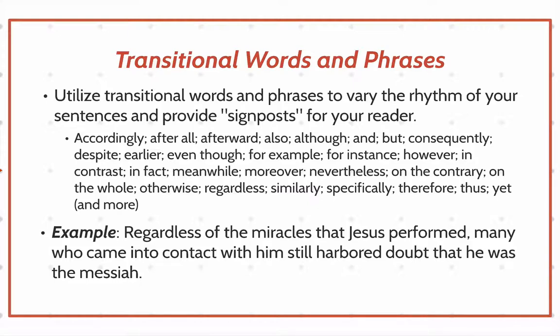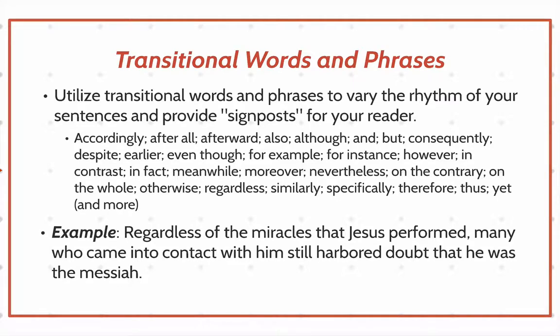So here's an example. Regardless of the miracles that Jesus performed, many who came into contact with him still harbored doubt that he was the Messiah. So you can imagine that maybe coming at the end of a paragraph, in which you've documented some of the different miracles that we encounter in the New Testament, and you close with, regardless of the miracles that Jesus performed, many who came into contact with him still harbored doubt that he was the Messiah. And that would actually lead you really well into a paragraph about the nature of that doubt, or specific examples of people who doubted or betrayed Jesus in the New Testament.